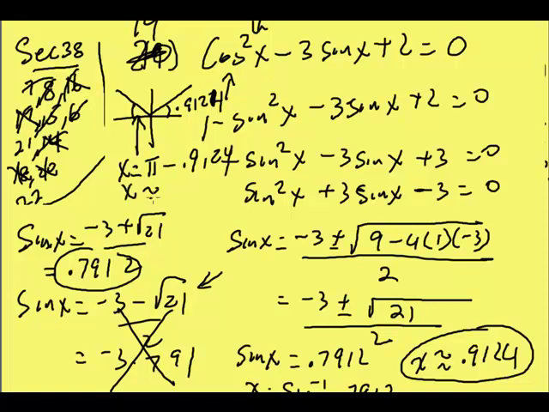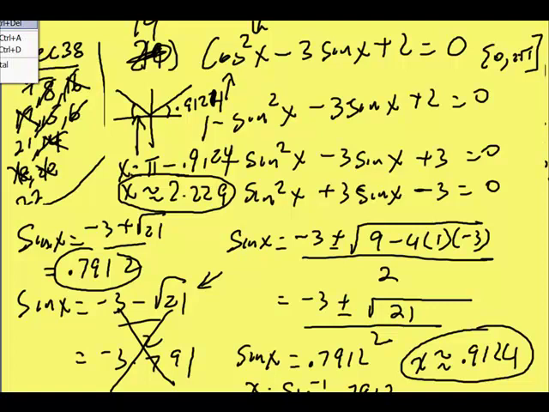Calculate that for me. 2.229. Those are the two answers, because we're only going from 0 to 2 pi. I have no other answers. Okay, that's 19, at least the 19 that I have on my paper. Okay, 20.